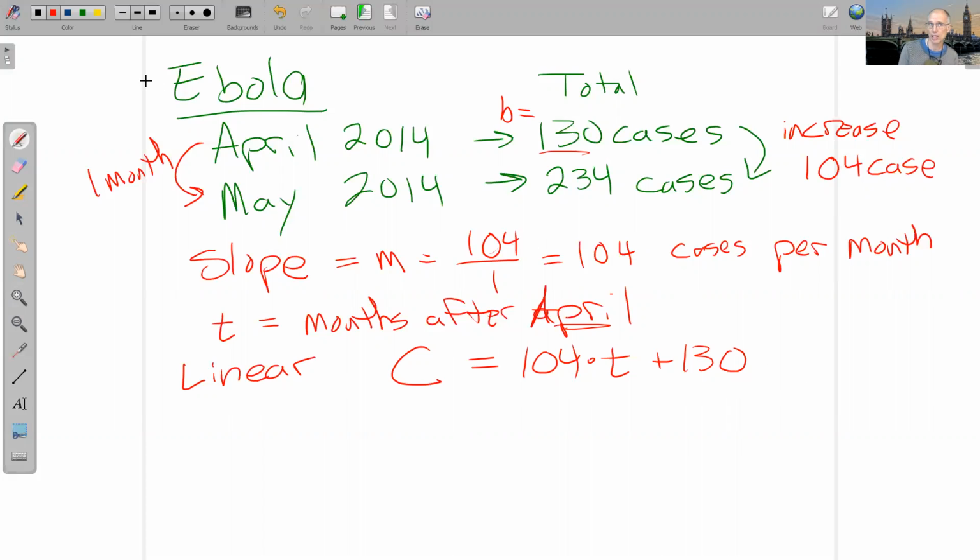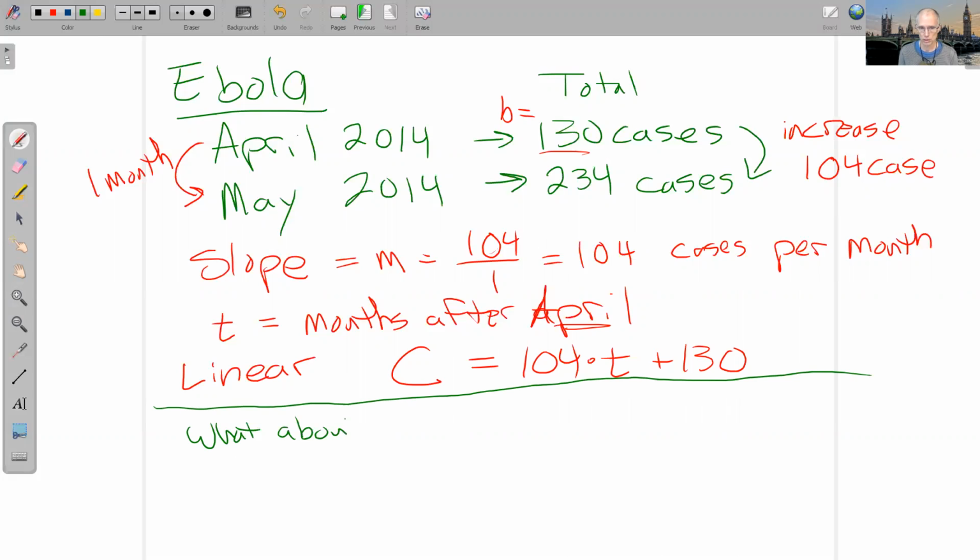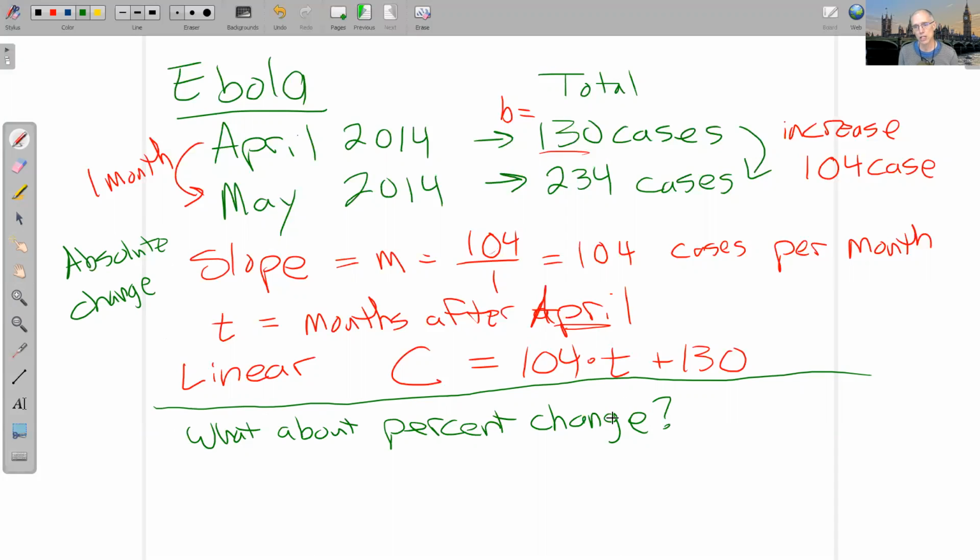All right, but not everything increases at a constant rate like that. It could be there's a percent change here. So what about percent change? And just a note, this idea of slope here is also referred to as an absolute change. It's referenced that way in this lesson, and this goes back to Math 62, the previous course. When we look at percent change, another name for percent change is relative change.